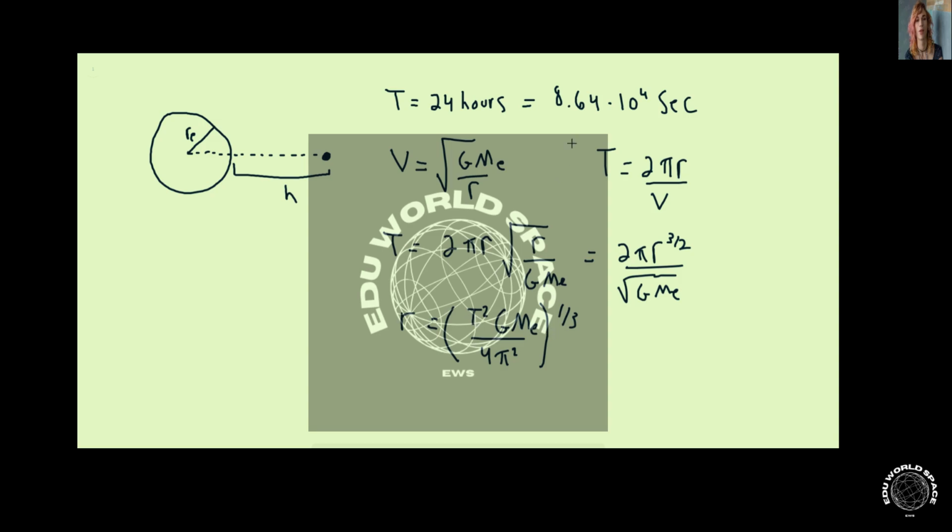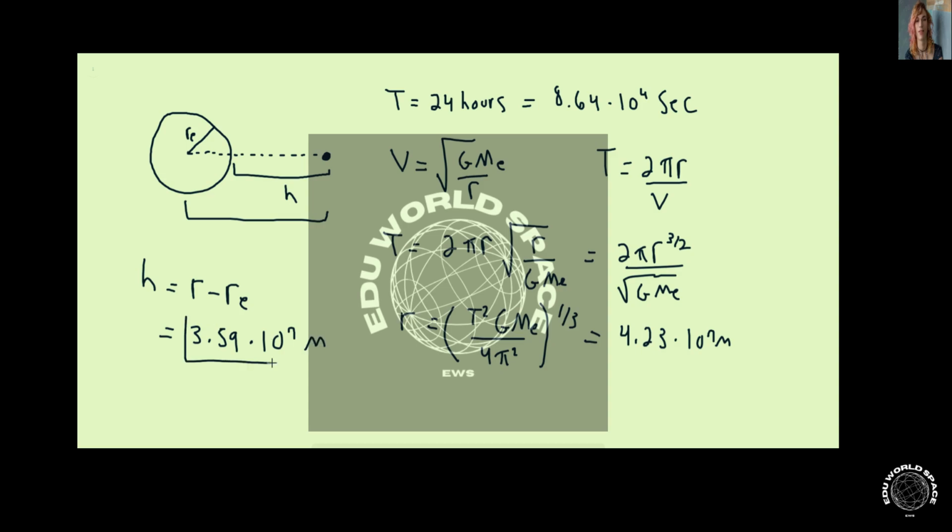T squared is just this T that we found up here. We look up the mass of the Earth, we know G, so we compute this as 4.23 times 10 to the 7th meters. But remember, that's this total r here, and we just want h. So h will be r minus r_E, and when we do that, we'll get 3.59 times 10 to the 7th meters. So that'll be the height at which any satellite or any object in orbit will always have a period of 24 hours, so it'll always stay above the same point on Earth.